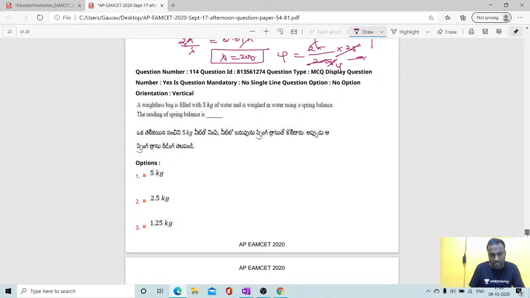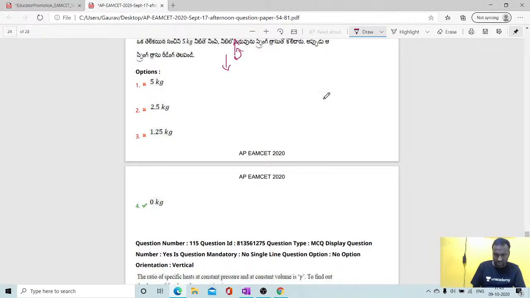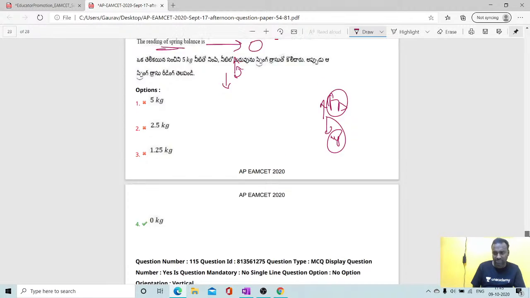The next question over here, a weightless bag is filled with 5 kg of water and is weighed in water using a spring balance. Very nice question. The reading of the spring balance must be equal to 0, because the volume of water displaced is equal to the bag volume, and the density remains the same. So the weight and the buoyant force remain the same, and the net force will cancel each other. So its apparent weight is equal to 0, because the upward buoyant force and the weight are both the same.